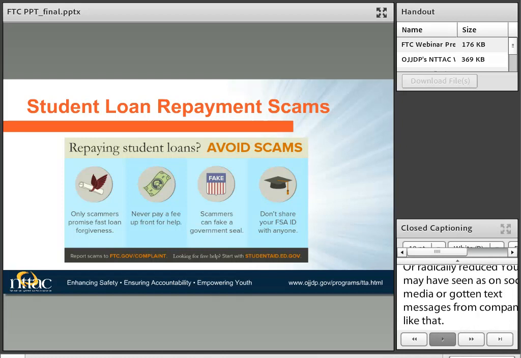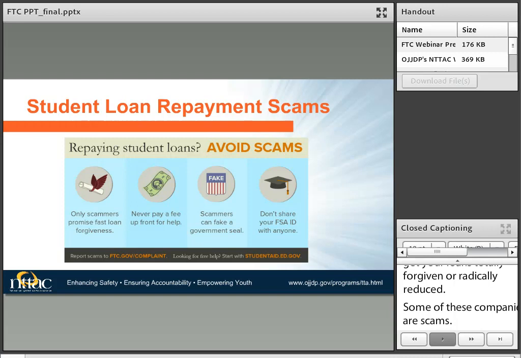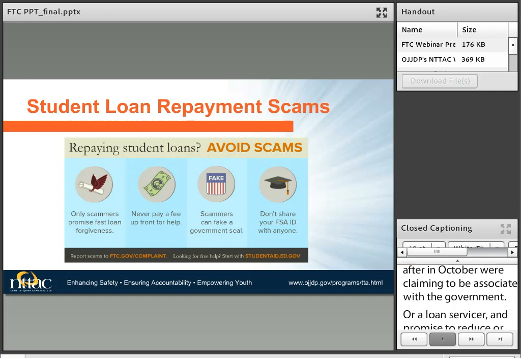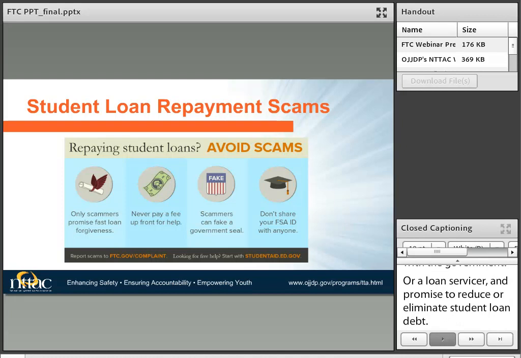So the companies we went after in October were claiming to be associated with the government or loan servicer and promised to reduce or eliminate student loan debt for a price. But often these companies were doing nothing or providing minimal help that these students could have gotten themselves for free, either by working with the Department of Ed or their servicer.